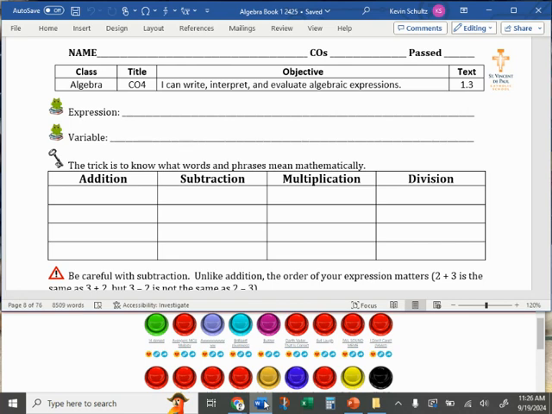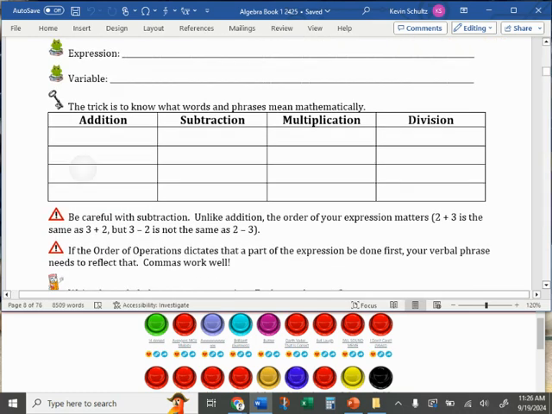CO4, which is writing, interpreting, and evaluating algebraic expressions, basically going from the verbal to the mathematical and the mathematical to the verbal. So first of all, what is an expression? And of course, we are talking about the mathematical expression here, not a facial expression, right? Mathematical. Yes? An equation with no answer. Actually, an expression is different from an equation. They are two different things.